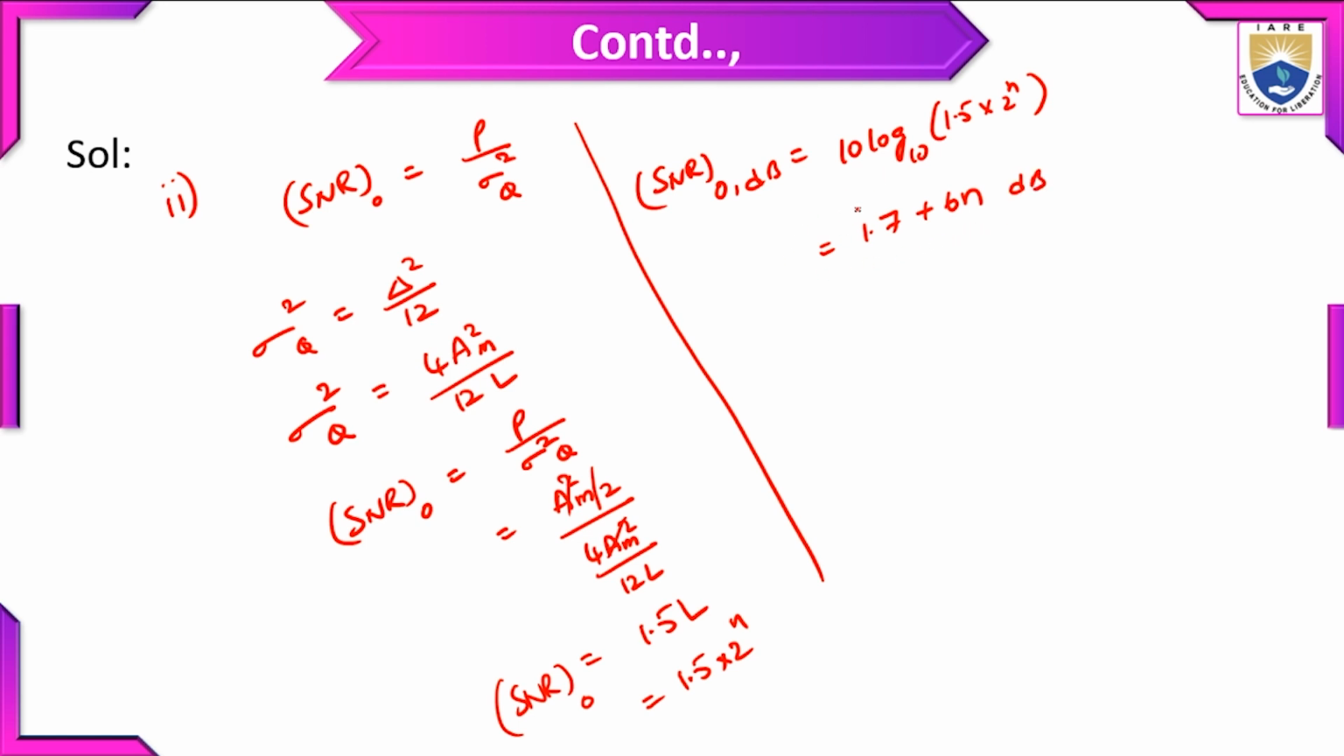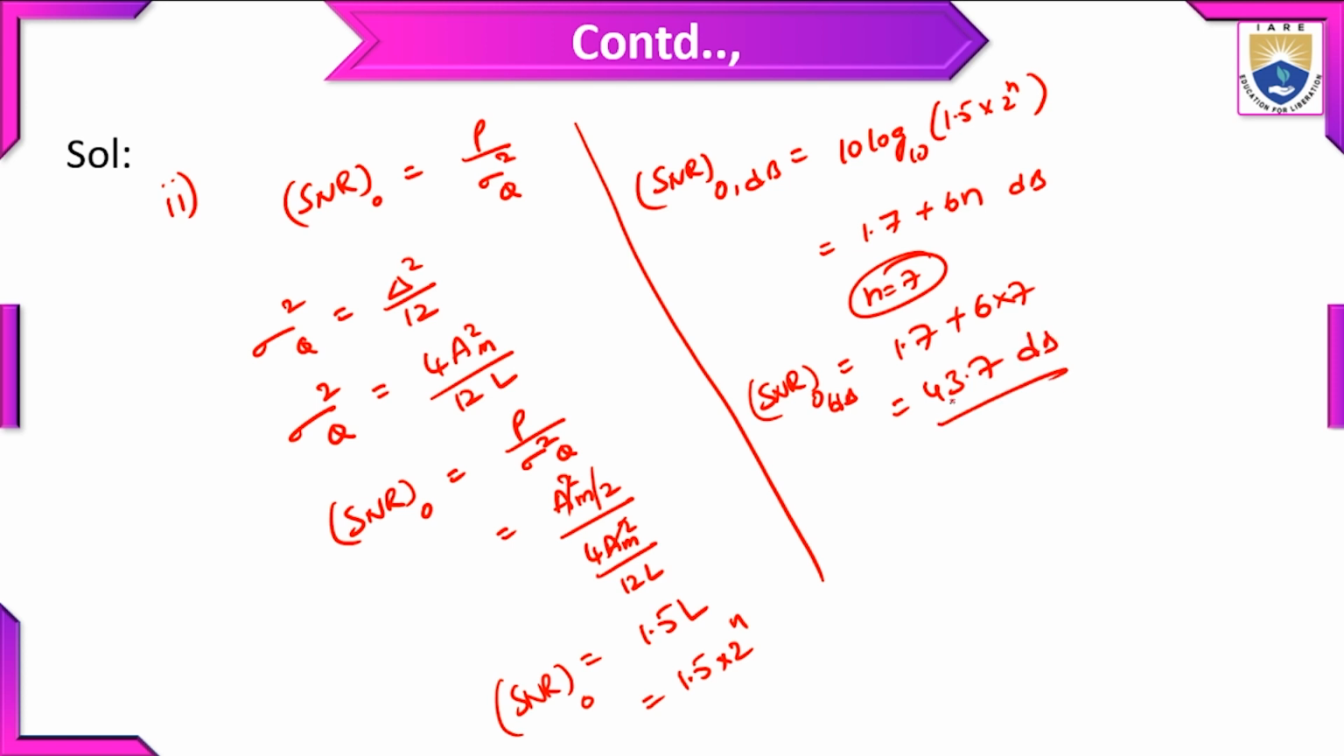Why are we using 10 log base 10? Here we know the n value, then you can directly get this dB. Okay. So what is the n value? N is 7, already given in the problem. So SNR output in dBs is equal to 1.7 plus 6 into 7. 6 times 7 is 42, plus this one, you get 43.7. Okay, 43.7 dB. So this is the solution for this given problem.